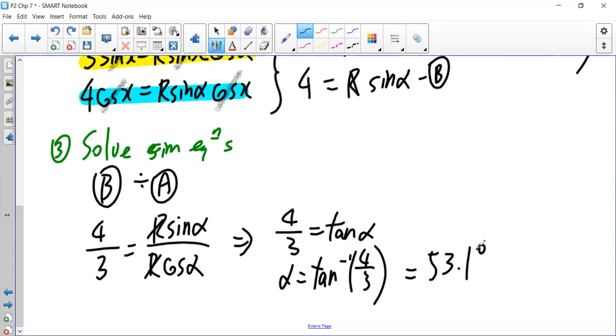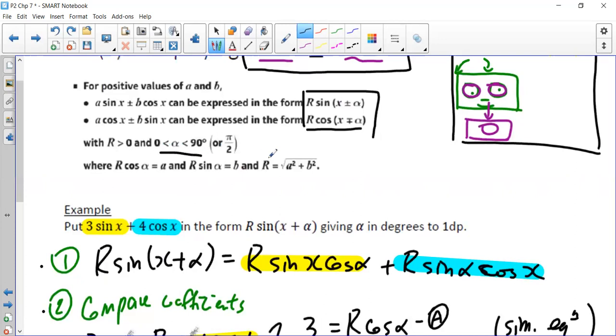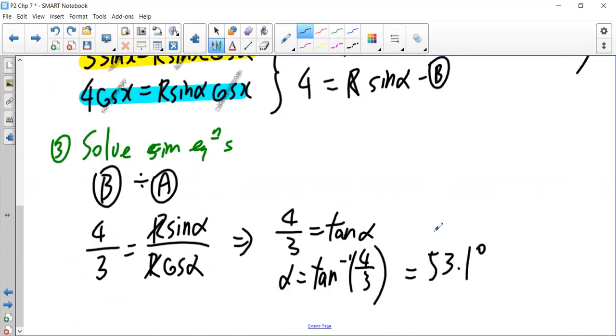What about the CAST diagram? Not important here. We're not using the CAST diagram here because the value of alpha has to be between 0 and 90 degrees. So therefore, we're not interested in the CAST diagram. That's the one and only answer we need. When alpha is found, then that's the only one. So alpha equals 53.1 for this question.